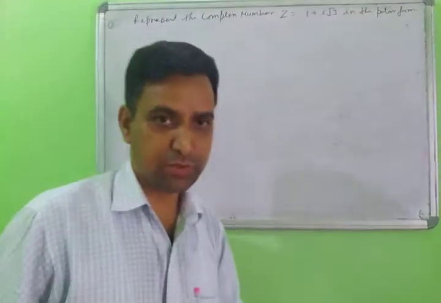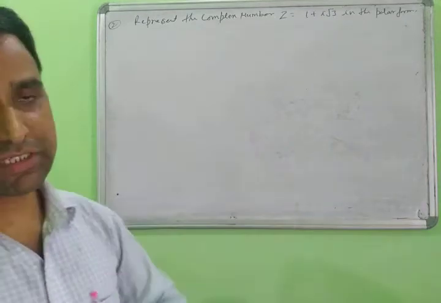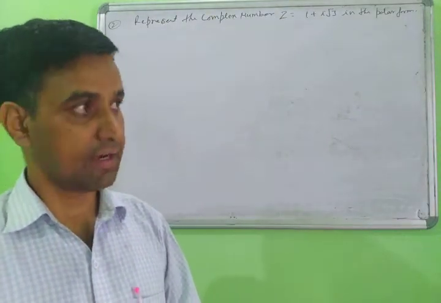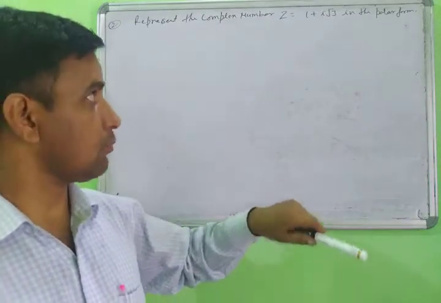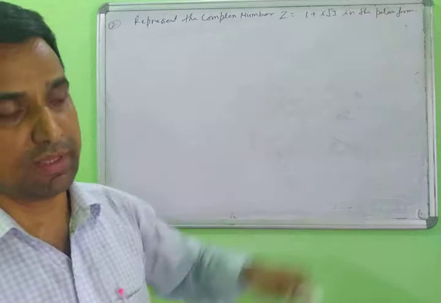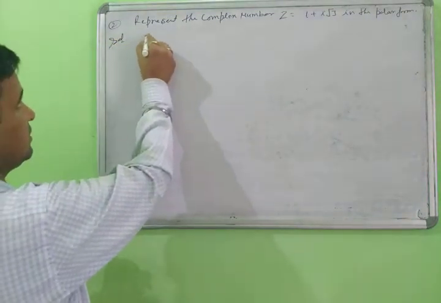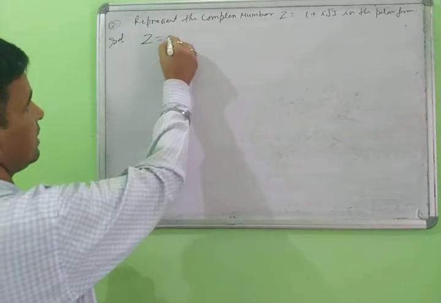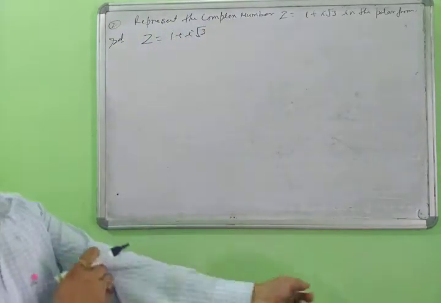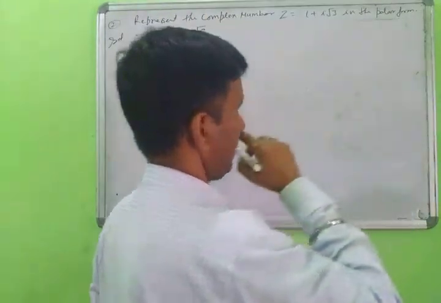Yes, students. Next question I am taking. How to represent any complex number in the polar form. Modulus work is complete and argument work is complete. Third point here is the representation of any complex number in polar form. Now start the solution. The number you are given is z equal to 1 plus iota root 3. This is your complex number and you will convert it into polar form.